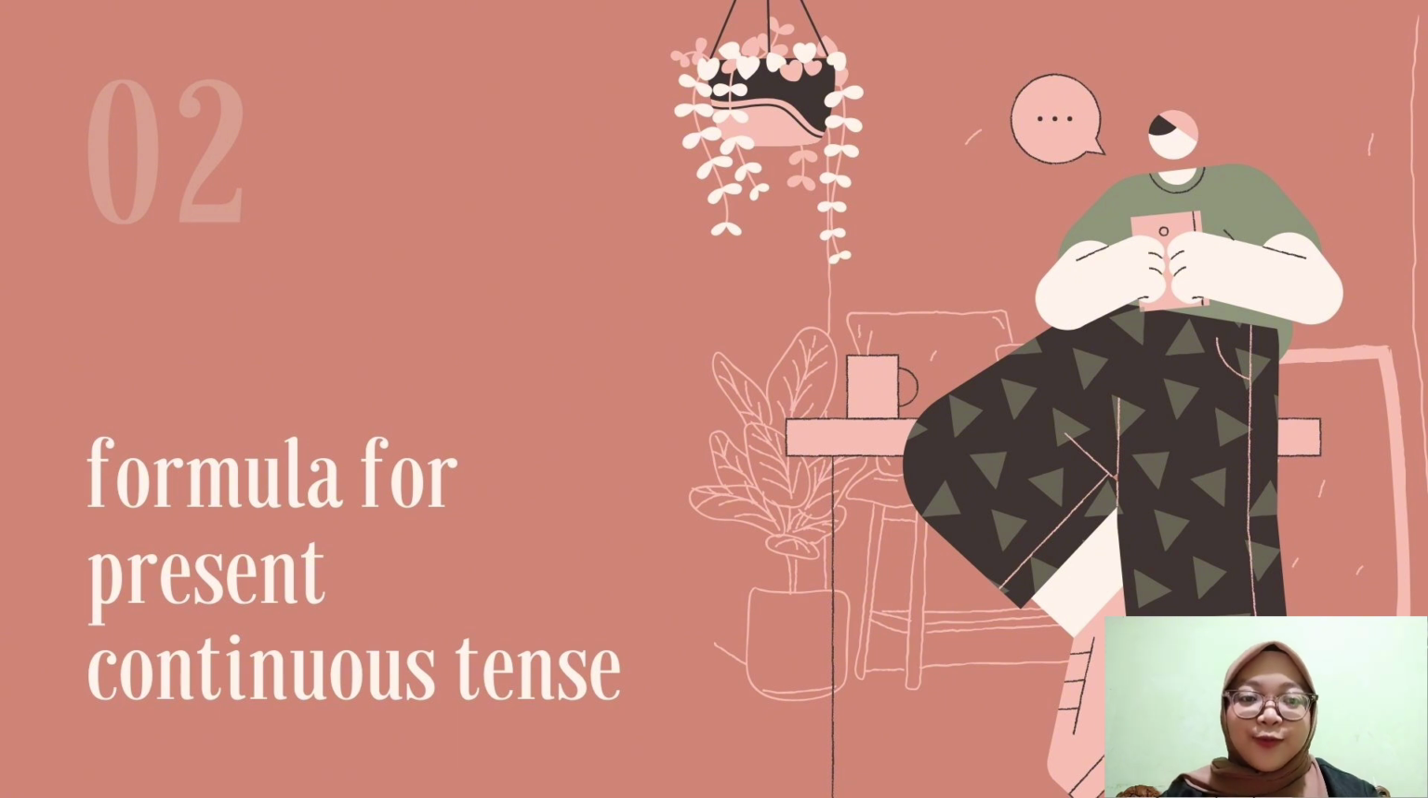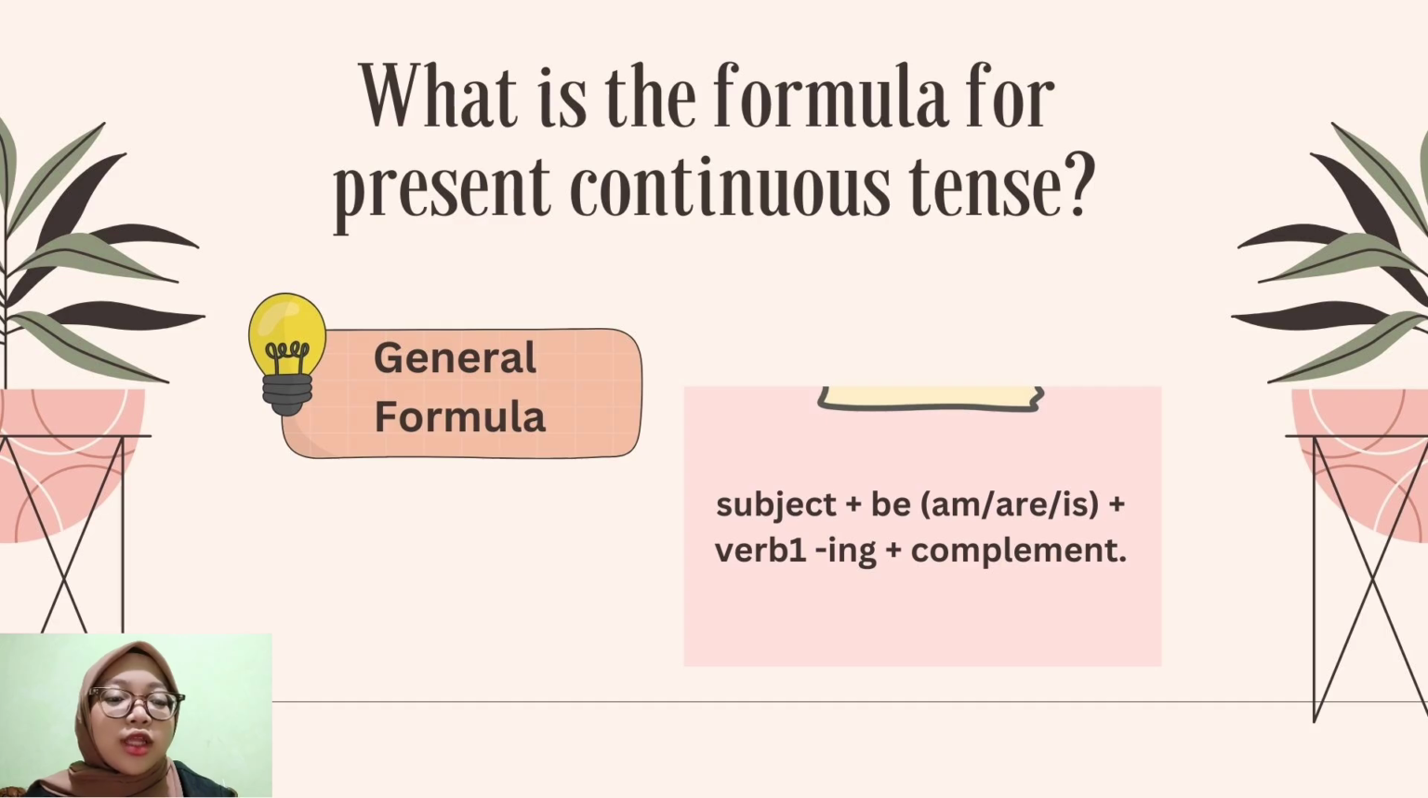Moving on to part 2. Formula for present continuous tense. This present continuous tense has a general formula, which is subject plus be (am, are, is) plus verb 1 with -ing at the end plus complement.